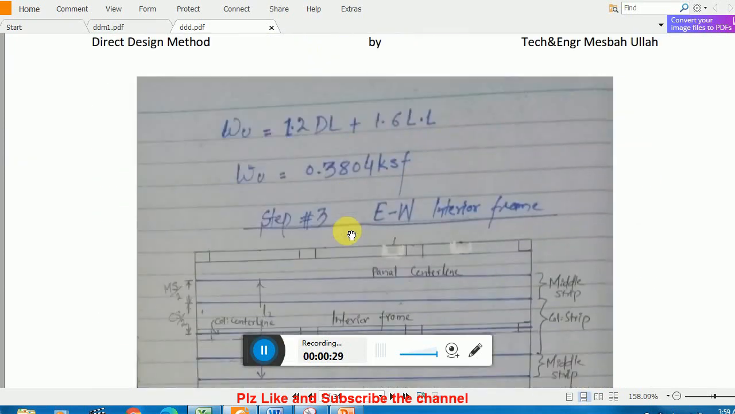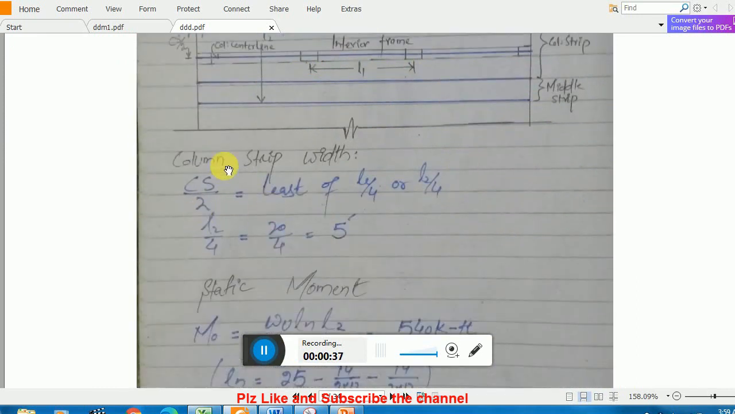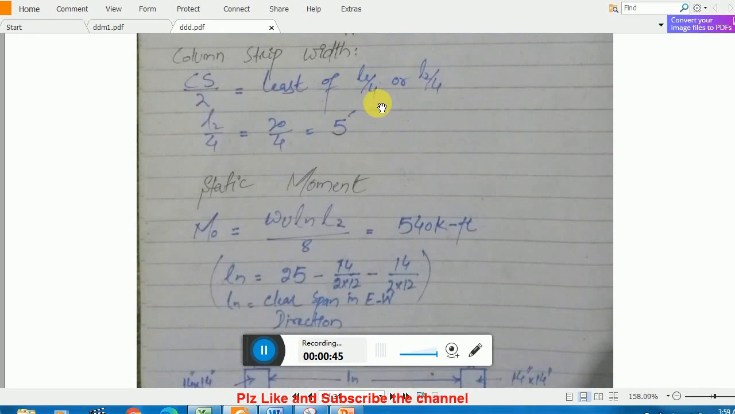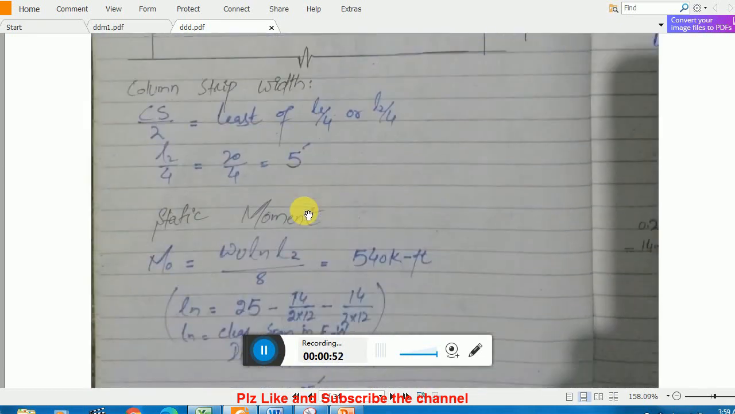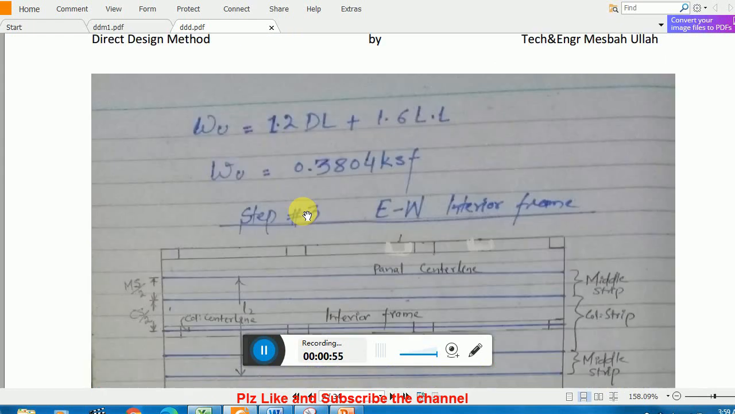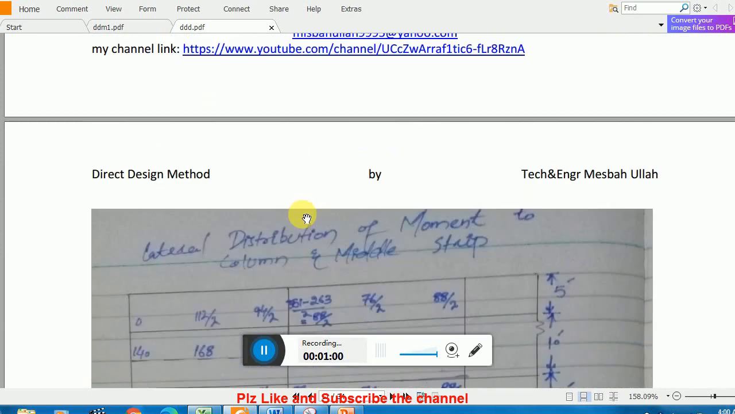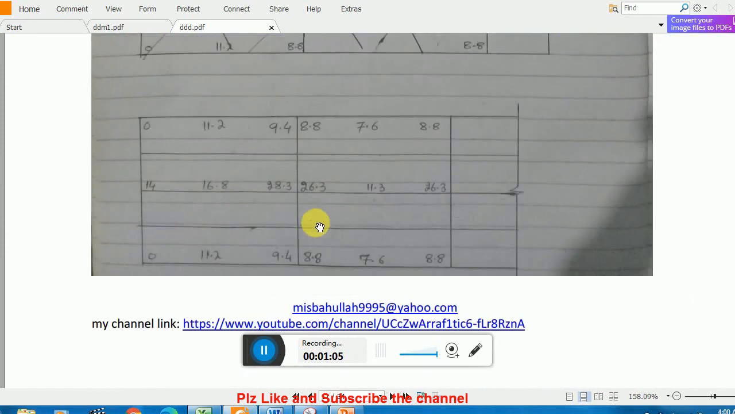We need to calculate loads, then we need to select our interior frame and exterior frame, then we need to find out our half column strip. For the interior frame we need the half column strip, then the middle strip width, and then the static moment. And after getting the static moment, you have to use longitudinal coefficients, and then you have to use transverse coefficients. So you see all these calculations and how we apply them.